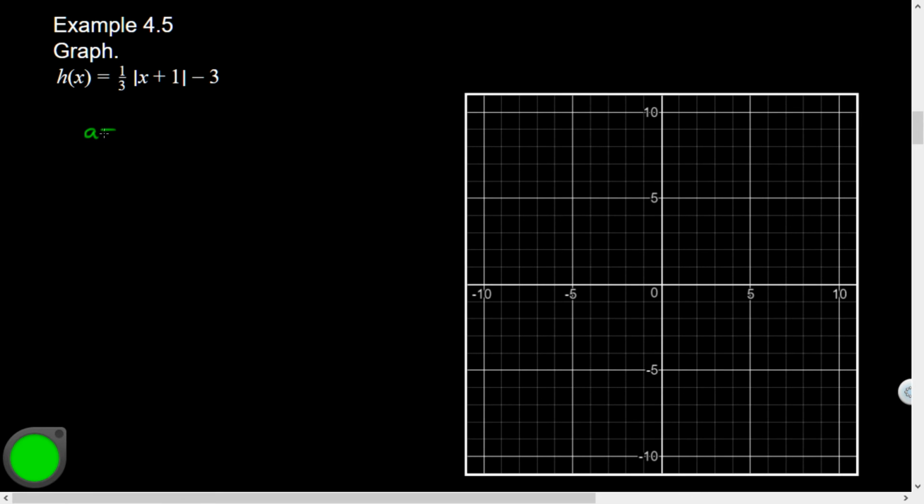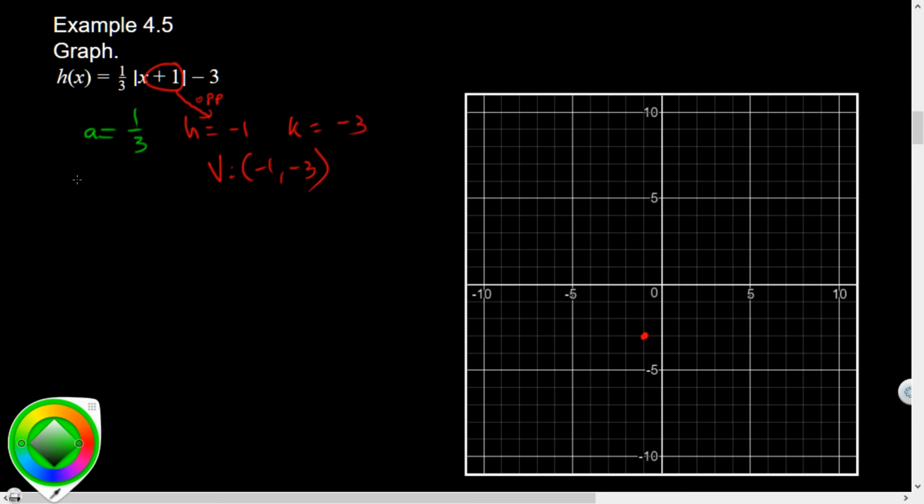Yeah, I can answer that question later if you'd like. Let's see, the value of A is the 1/3. Could someone tell me the value of H? -1, the opposite. And the value of K is -3. All right, so my vertex is at -1, -3. Watch how quick we can graph this. Go to -1, -3. So left 1, down 3. There's my vertex. And the slopes are the A thing, right?